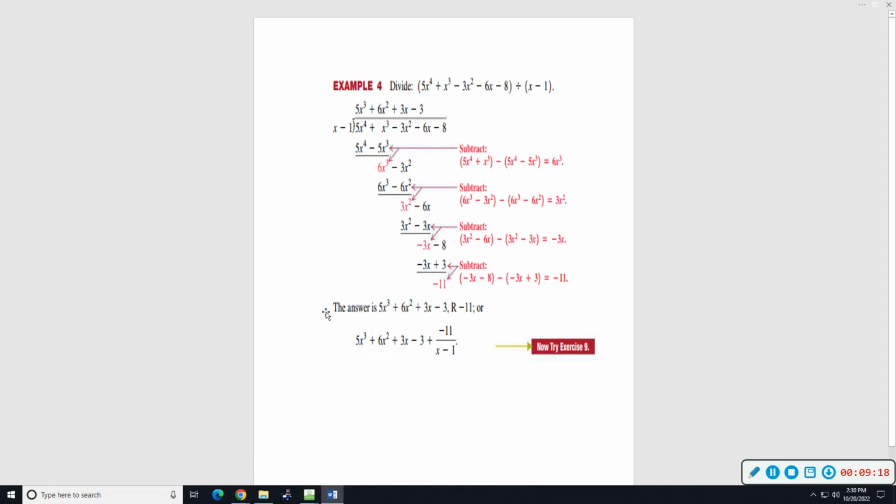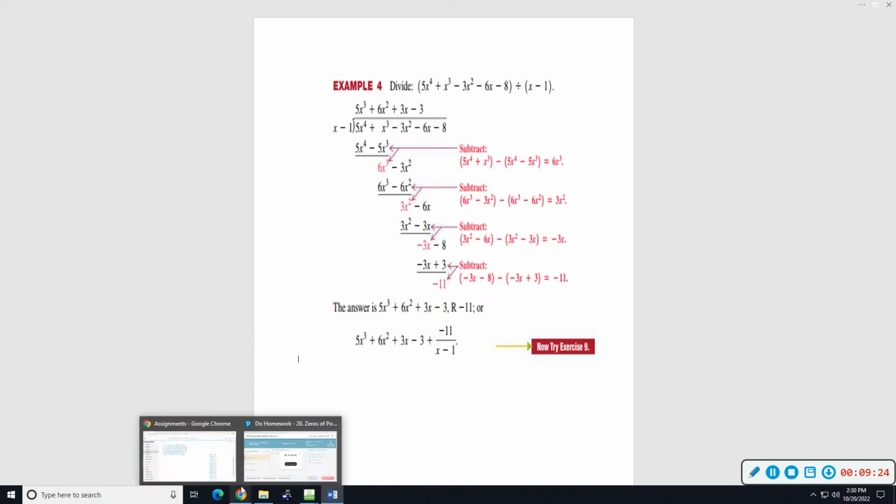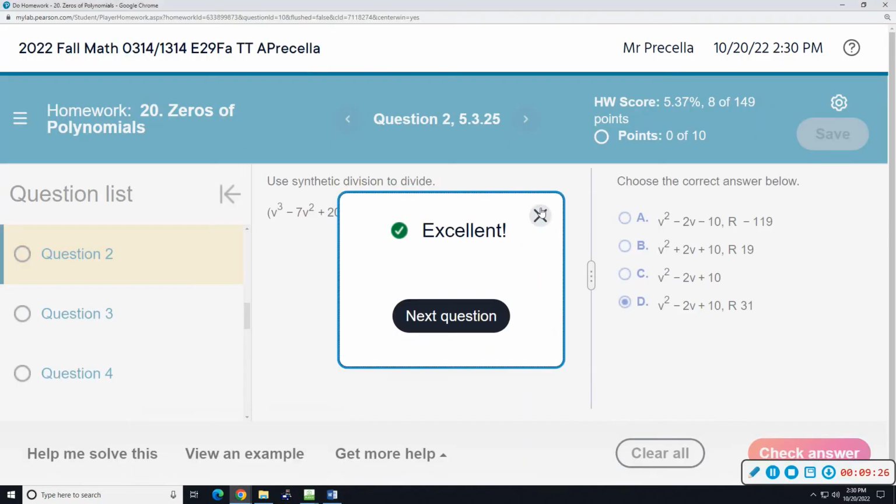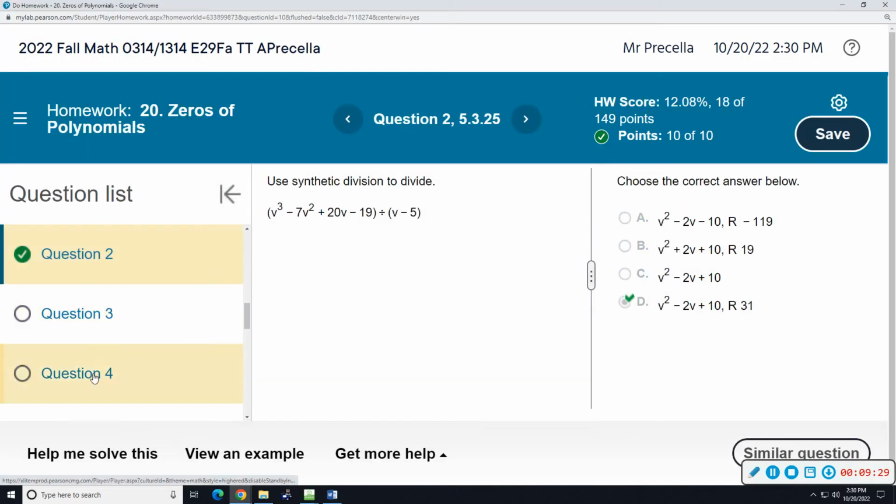So synthetic division is significantly shorter than the polynomial long division. But you've got to be able to figure out what that k value is.